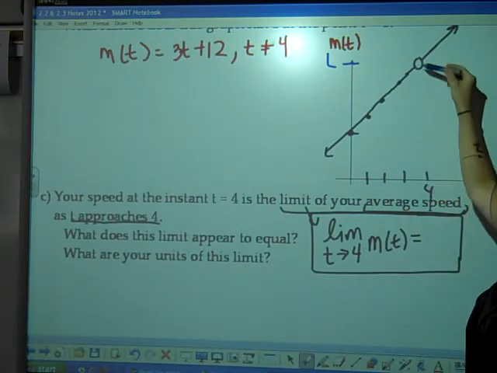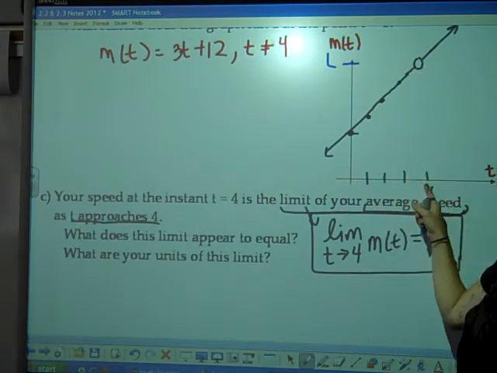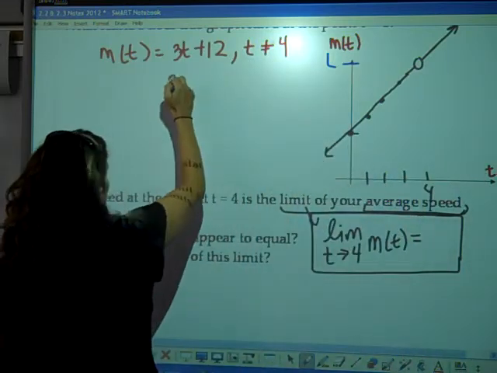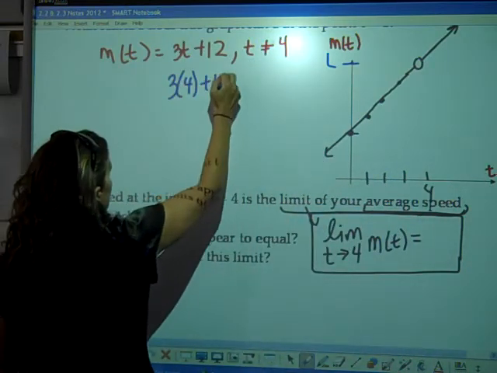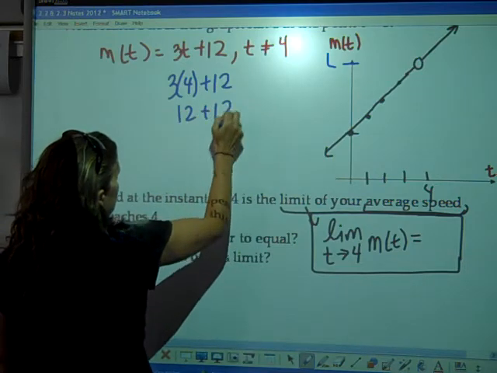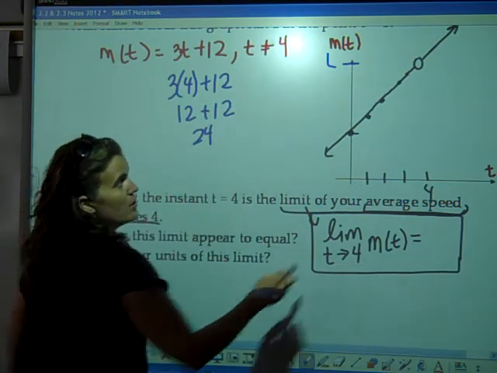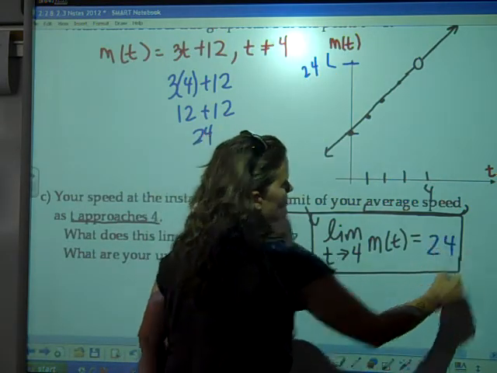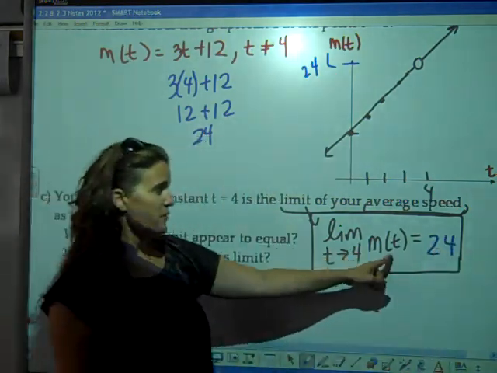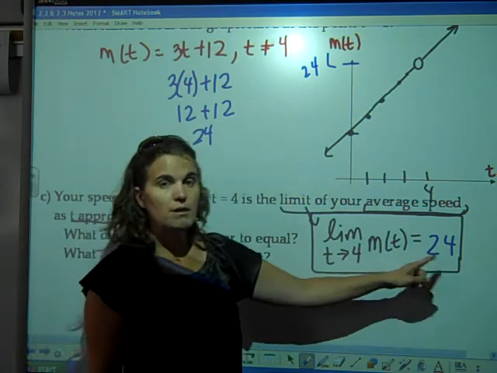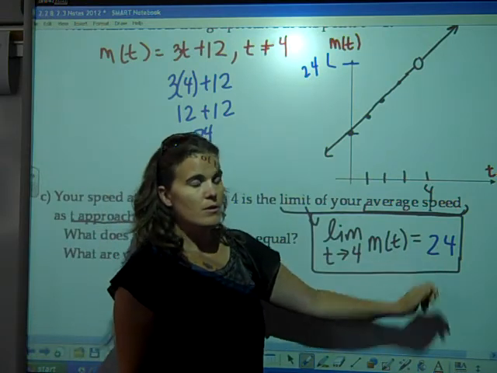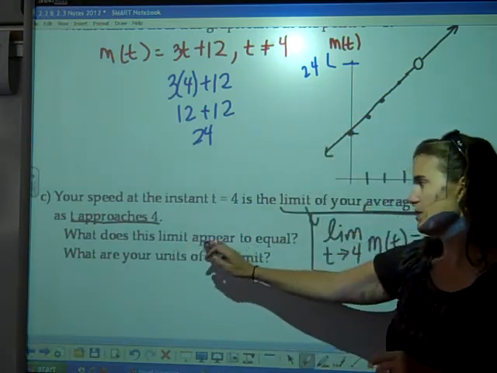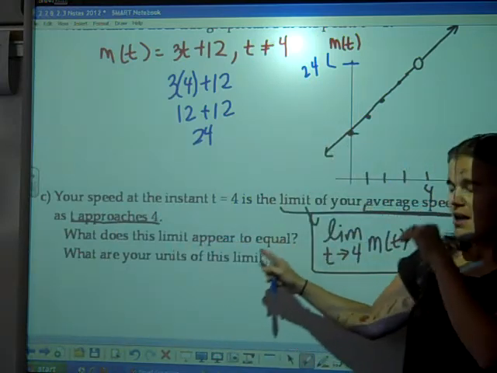Okay? So how can I figure out where that hole should have been? By plugging in the restricted value into the equation. So if I plug in 4 here, 3 times 4 plus 12, we get 12 plus 12, which gives us 24. So I know that that output right there would have been 24. Okay. And so that means the limit of m of t as t approaches 4 equals 24. That was the first question, what does the limit appear to equal? It was 24.